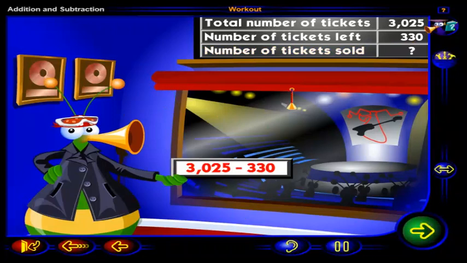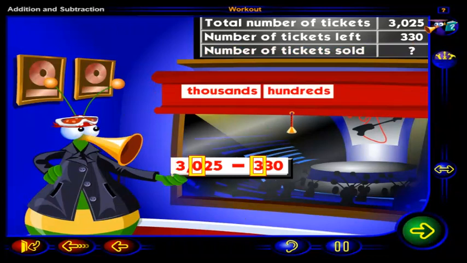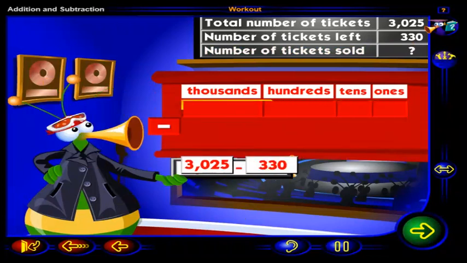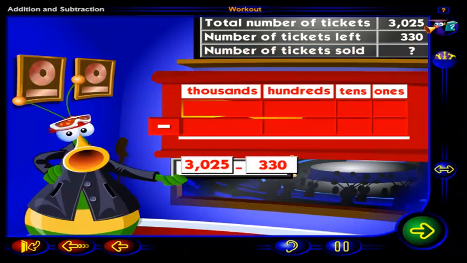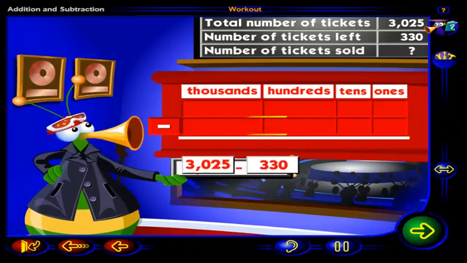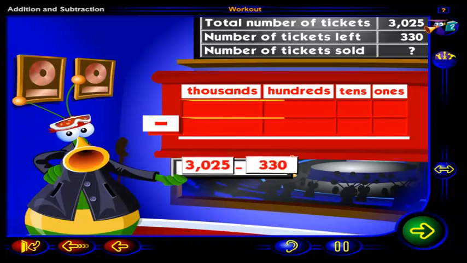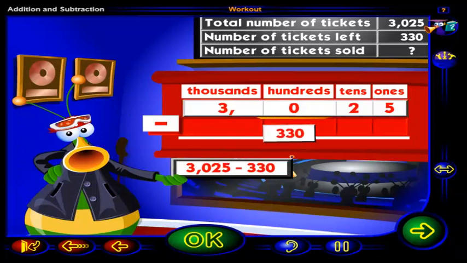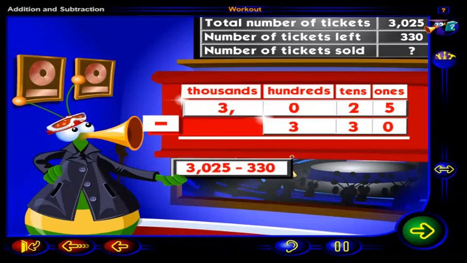To make it easier to subtract these numbers, you can line up the digits in the thousands, hundreds, tens, and ones places. But which number goes here, and which number goes here? Can you drag the numbers into the correct positions to subtract? When you're done, click OK. That's right. The numbers go in these positions.